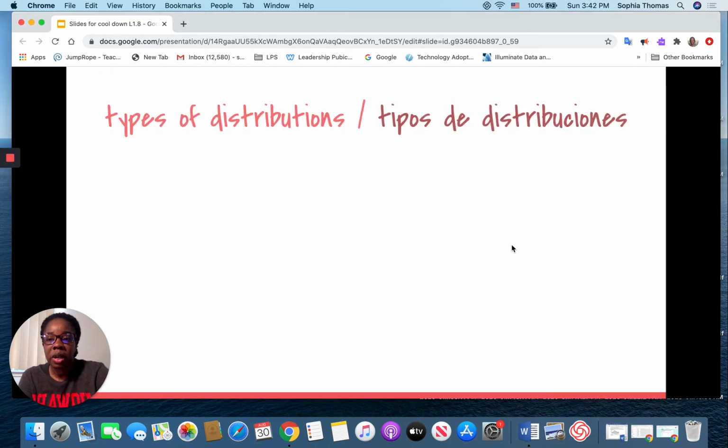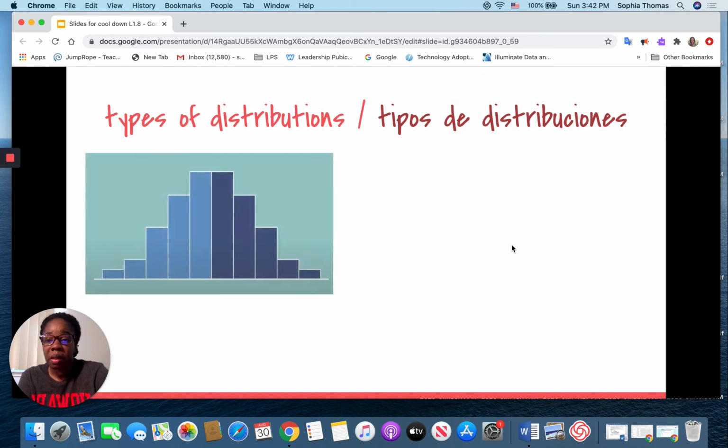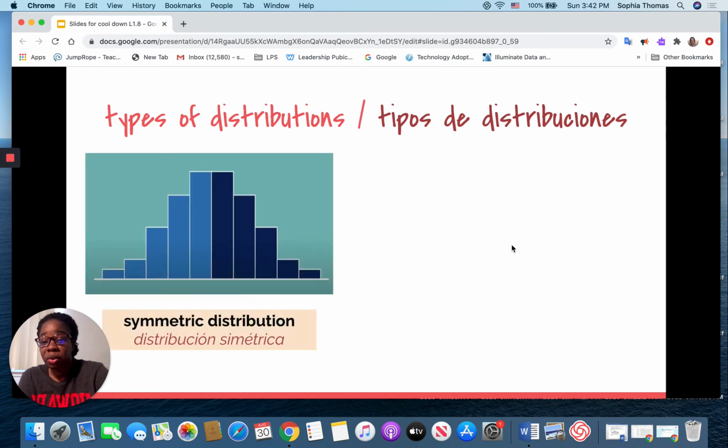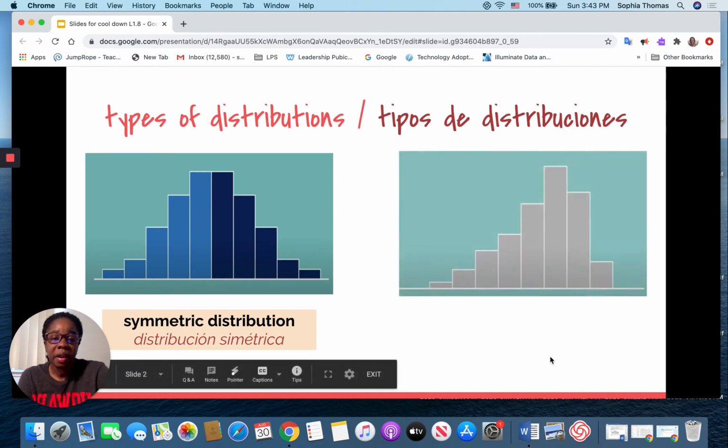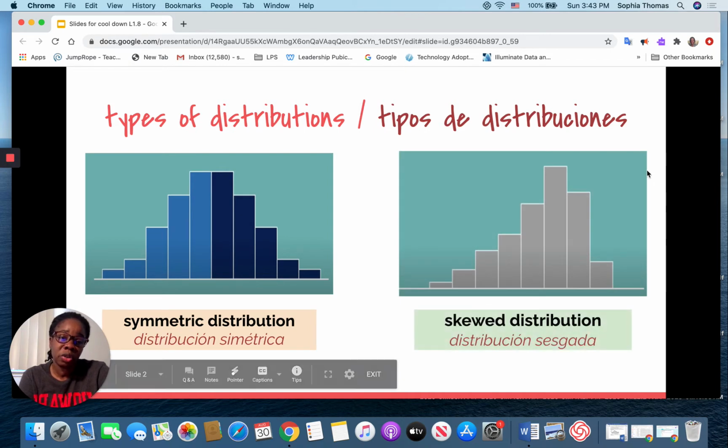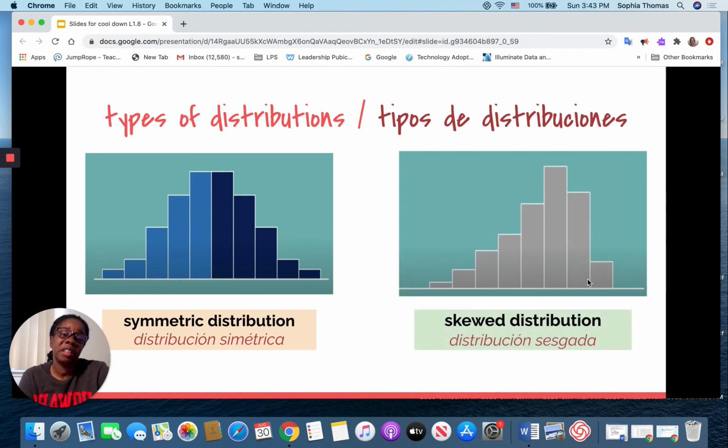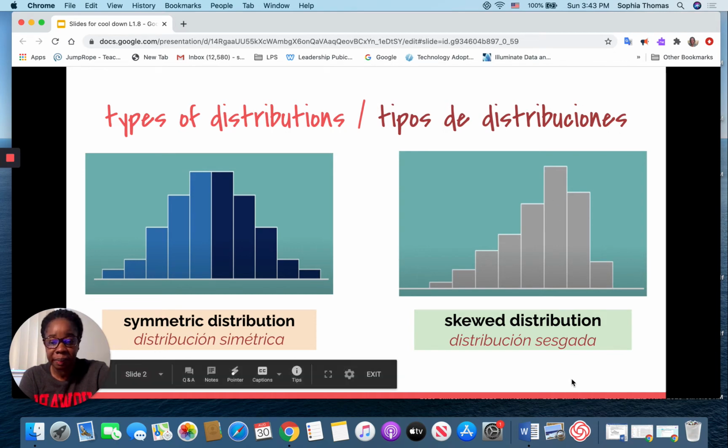So if we recall, there are different types of distributions. There is the symmetric distribution that has even amounts on both sides. They're mirrors of each other, so the left side looks exactly like the right side. And there is the skewed distribution, where one side of the data holds more of the values or is heavier than the other side of the data.